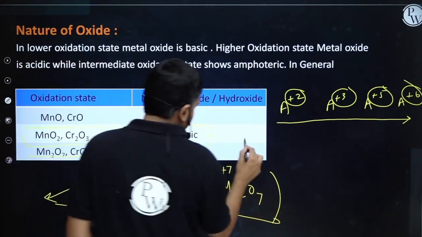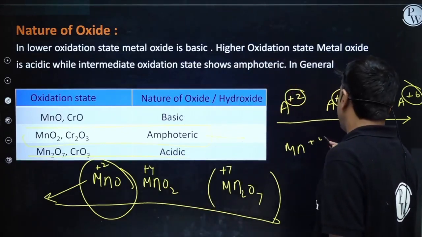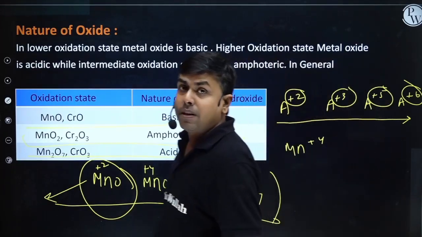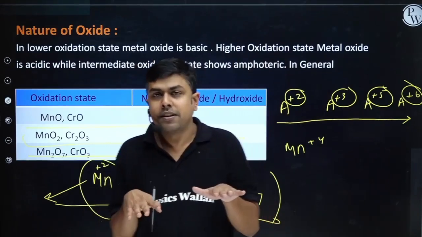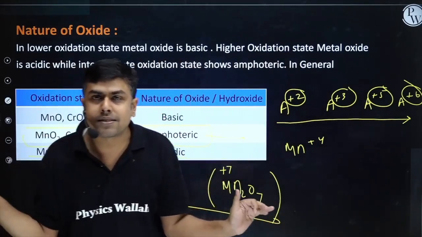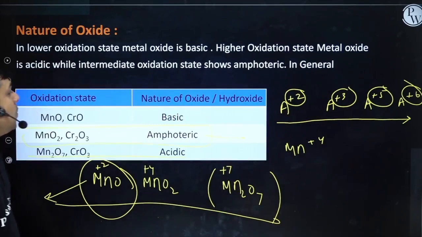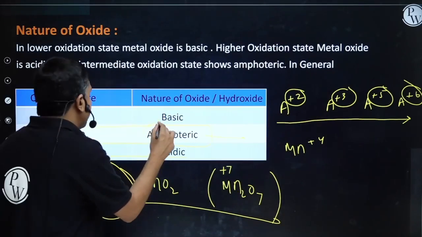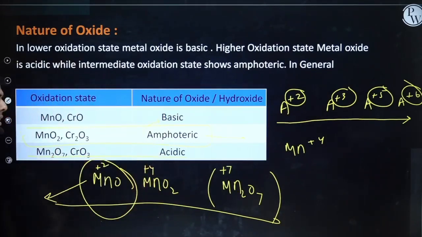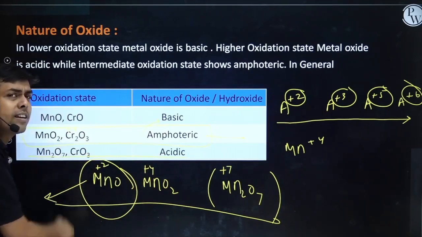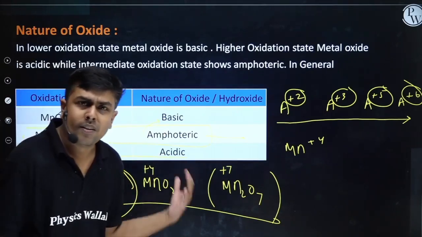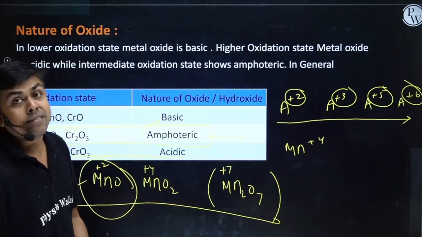Manganese plus 4 oxidation state. The minimum is plus 2 and maximum is plus 7. So it is intermediate, right? In between plus 2 and plus 7. So MnO2 will have an amphoteric behavior. Cr2O3, chromium in plus 3 oxidation state, right? Once again, this chromium oxide will be amphoteric.